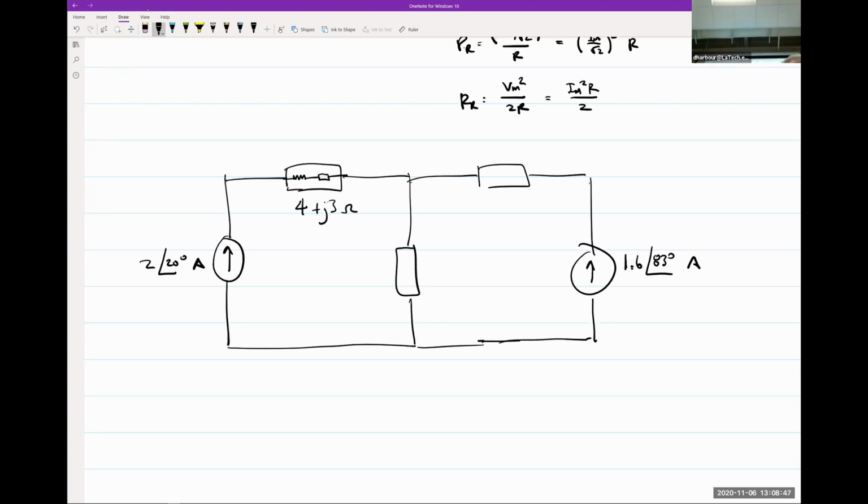And we're going to do that in the web work. So go ahead and throwing it out here, just so you can see it. This one is maybe 6 plus J2 ohms, which again just means a resistor and an inductor in series. And up here, 5 minus J5 ohms. So a resistor and a capacitor impedance in series.